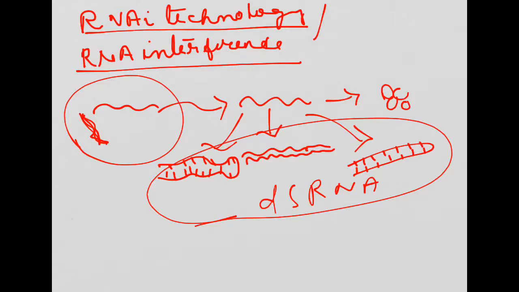So whenever there is a double-stranded RNA molecule present in the cytoplasm, the RNAi mechanism comes into play. Many organisms use this RNAi mechanism to control genes, and it can also be used as a tool in the laboratory, as a therapy.